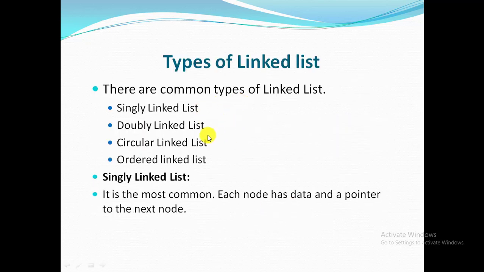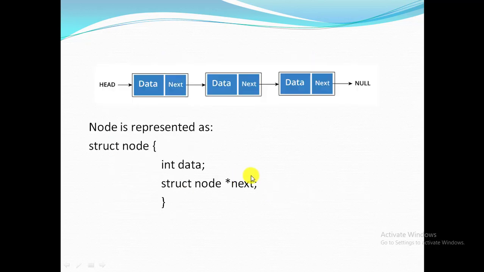Then we will see different types of linked lists. Some of the common types of linked list are singly linked list, doubly linked list, circular linked list, and ordered linked list. First we will see the singly linked list. It is the most common type of linked list, and each node has data and a pointer to the next node. In this diagram, there are 3 nodes in the singly linked list. The first one contains the data and is pointed to by the head or first. Then the next field points to the next node, and the second one points to the third node, and this is the last node, so it contains the value null in the next field.